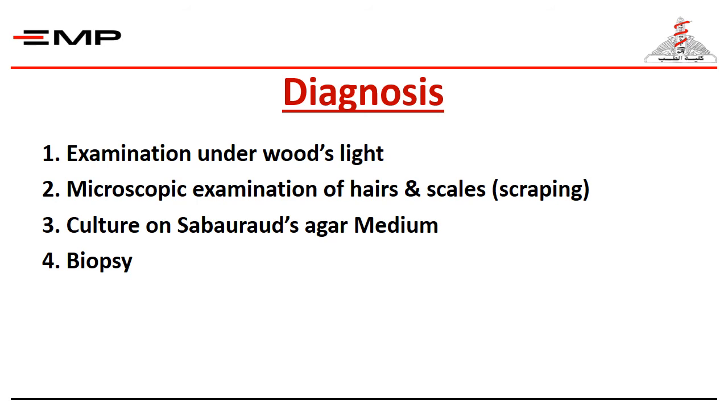Regarding microscopic examination of the hairs and scales, we do scraping from the active edge of the lesion. The most important point is to take the scraping from the active edge, which will be collected on a glass slide, applying a drop of KOH 10 to 20%, followed by gentle warming. Avoid excessive heat and boiling. The specimen is then examined under a light microscope. In positive cases, it may show hyphae and spores.